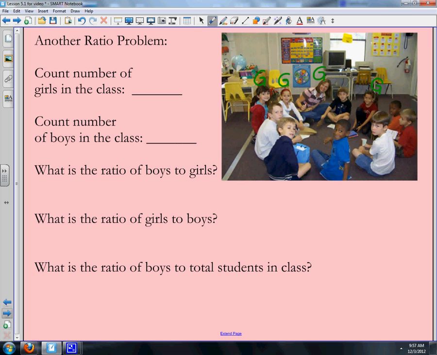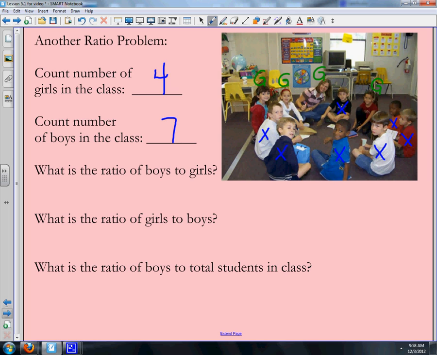Okay, so count the number of girls in the class. So there are 4 girls in the class. Count the number of boys. So he's a boy. 1, 2, 3, 4, 5, 6, 7. So there's 7 boys. What is the ratio of boys to girls?